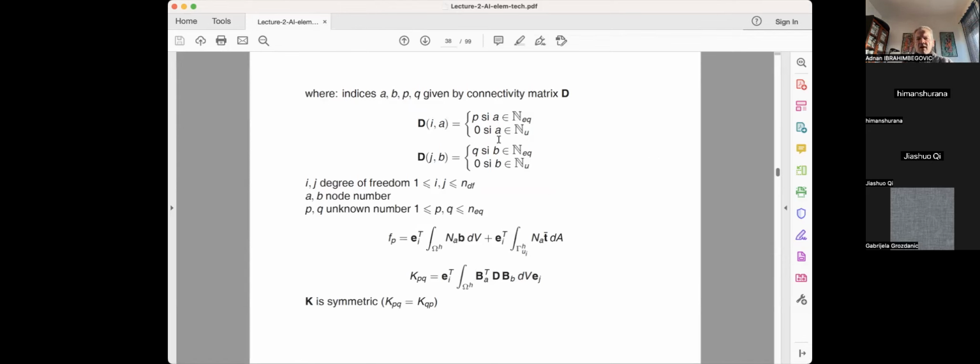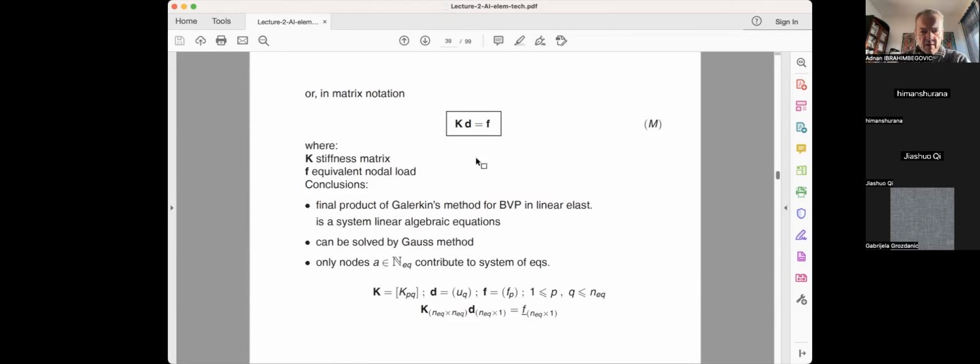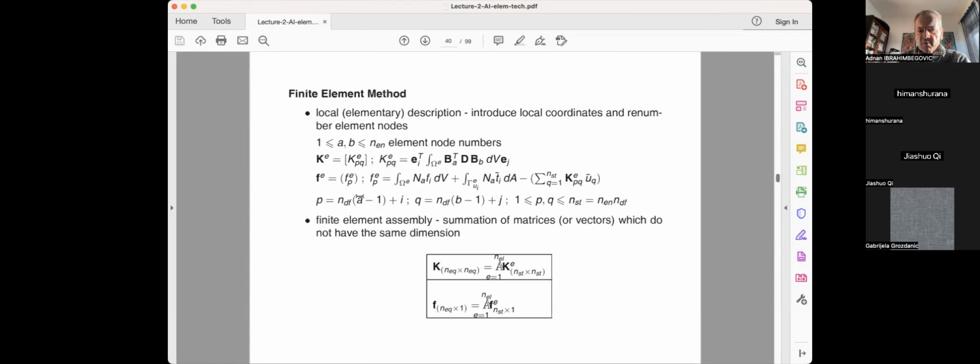So basically, I have to have a connectivity matrix, which takes into account a particular node and a particular direction. By combining this node and direction, you can have one index to be P, and combining the other node and direction could be index Q. Did I write it somewhere? Hopefully. And then, yes, for example, P is equal to the number of degrees of freedom, A minus 1 plus I. Q is equal to the number of degrees of freedom, B minus 1 plus J.